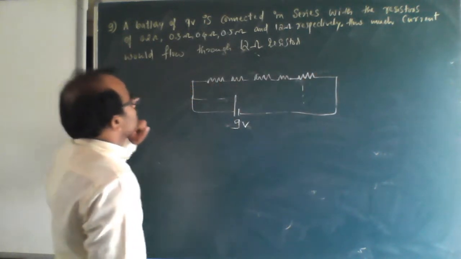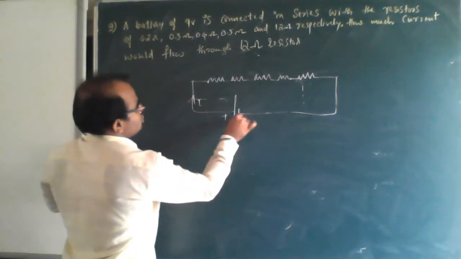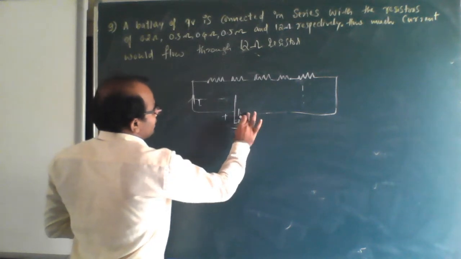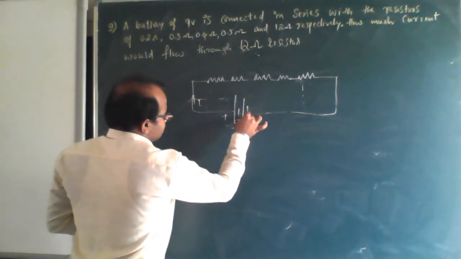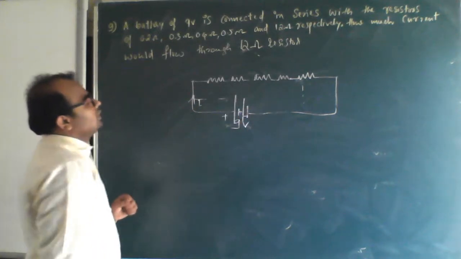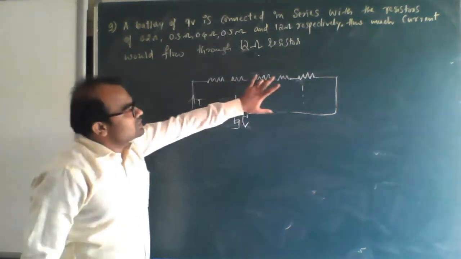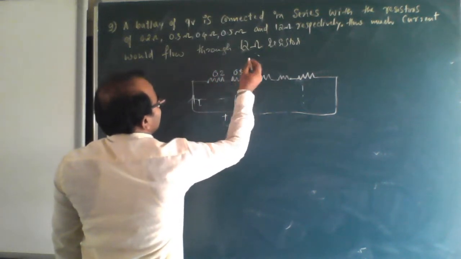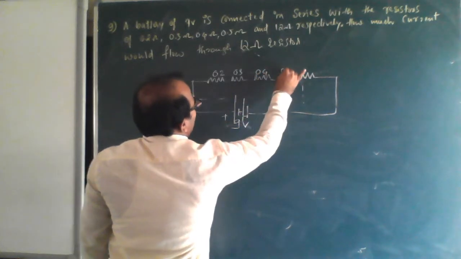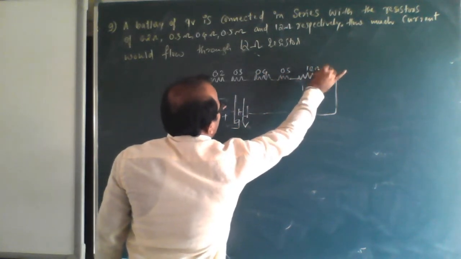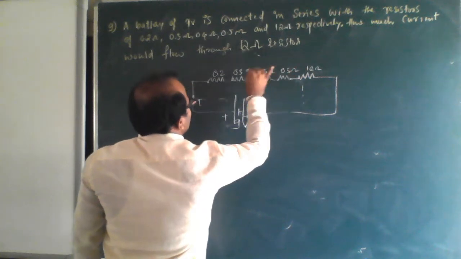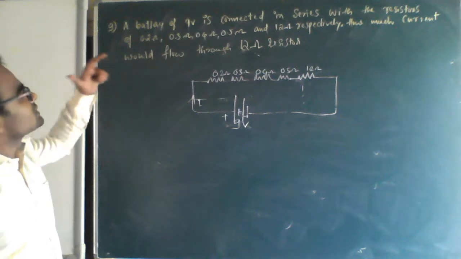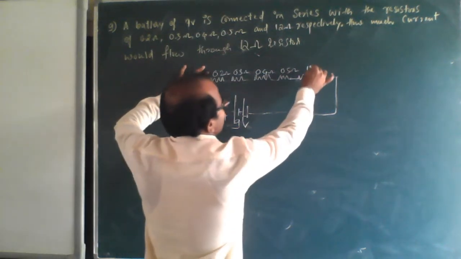See here, the current will flow like this. This is positive, this is negative. So I can take a cell, or even if you want, you can take a battery. Just connect it. So a 9 volt battery is connected across these 5 resistors: 0.2 here, 0.3 here, 0.4, these are in ohms, 0.5 and this is 12 ohm. So these many resistors are connected in series. They have asked to find the current through this 12 ohm resistor.